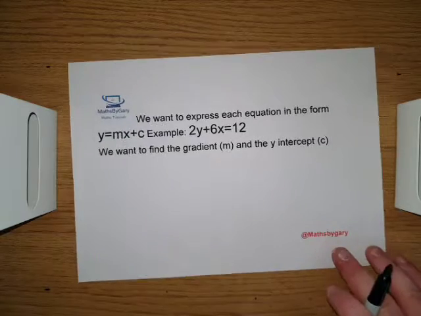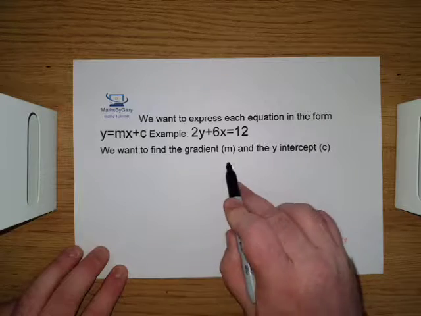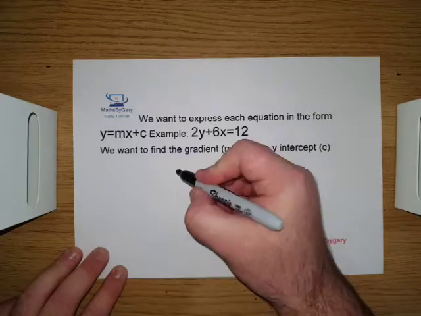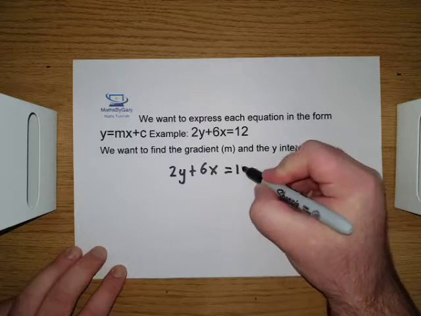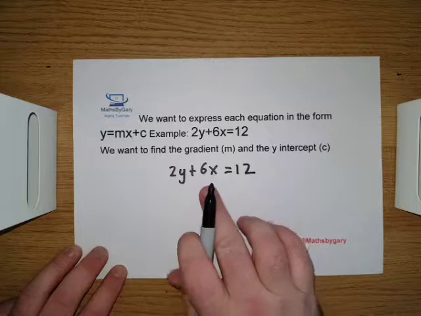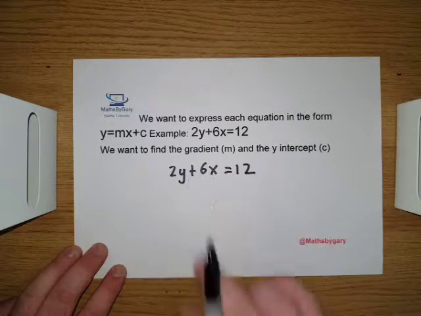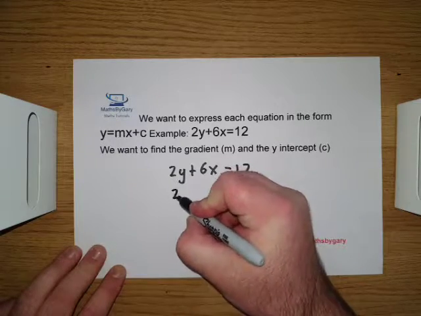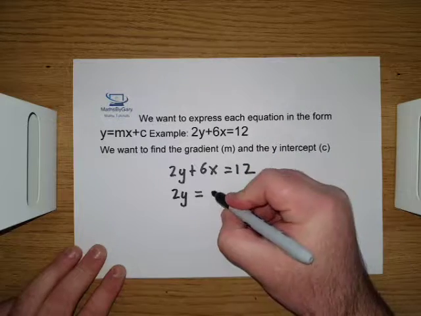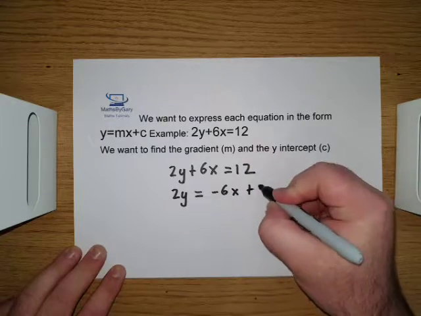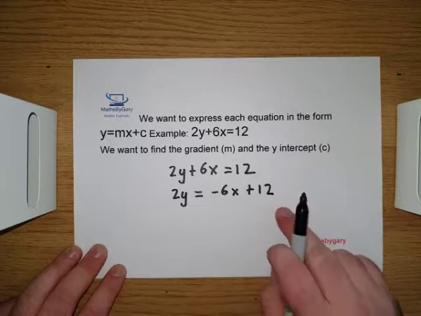So this time we have 2y plus 6x equals 12. And again, we want to find the gradient m and the y-intercept c. So we write out the equation as we have it, 2y plus 6x equals 12. Now the first thing we want to do is get the 6x onto the right hand side. So what would we have to do? We'd have to minus 6x from the left hand side. So 2y plus 6x minus 6x would give us 2y equals minus 6x plus 12, because if we minus from the left hand side, we must also minus from the right hand side.